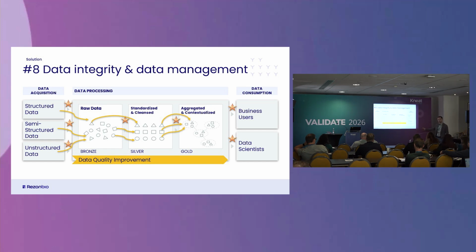Data acquisition on the left: there is structured data, semi-structured data, unstructured data from the source system. They need to be transferred to the bronze layer. This is the layer for the raw data. Then once again transferred to the silver layer to be standardized and cleaned, then transferred again to be aggregated and contextualized, and then transferred again to end users to deliver valuable information.